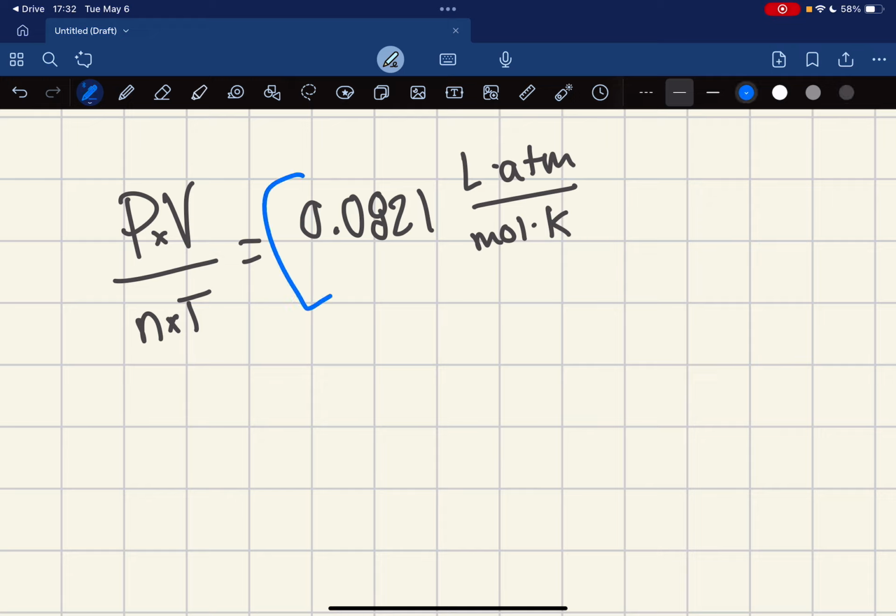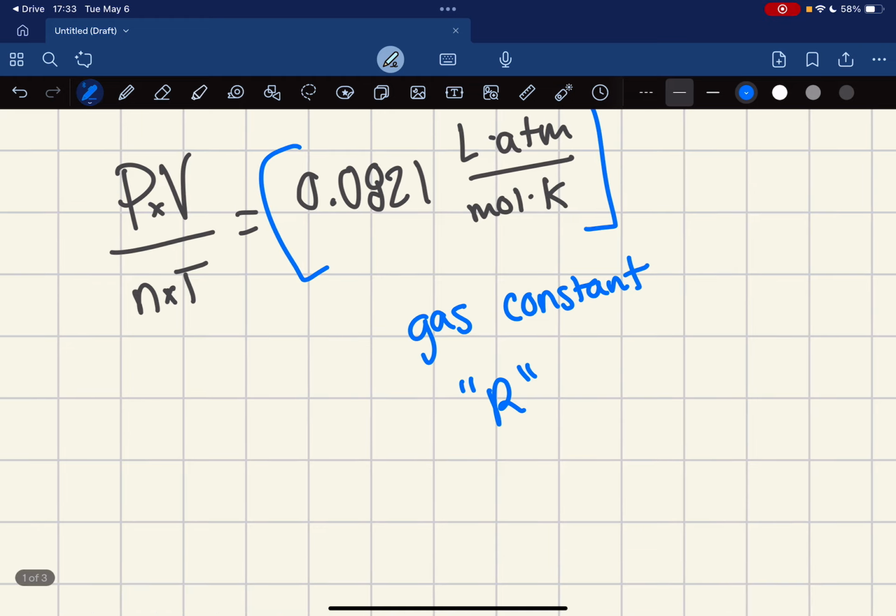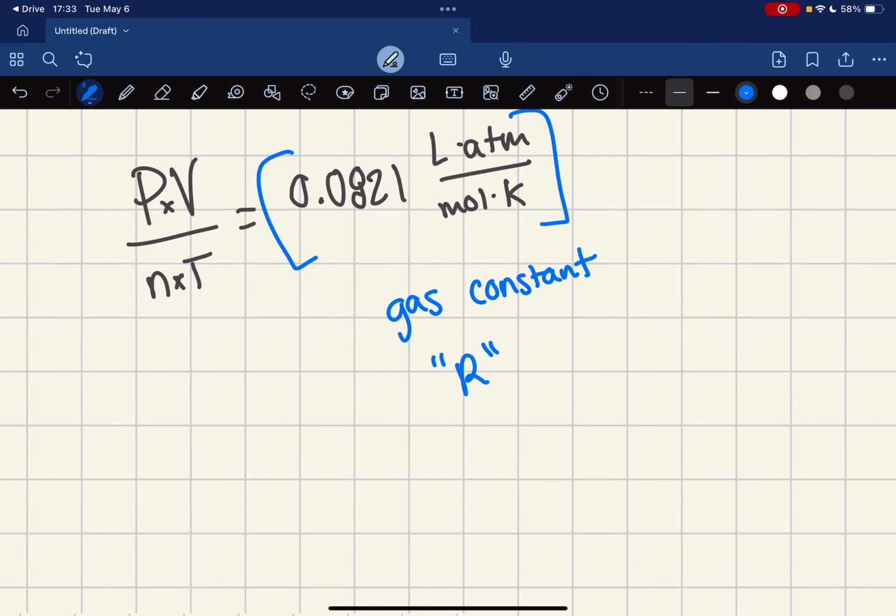So remember, I showed you that this number has a name. This is called the gas constant, and it is symbolized by the letter R. Yes, I know G would make more sense, but unfortunately G was taken. So this happens in science a lot when we have to define constants. We can't use the letter that makes the most sense for various reasons.